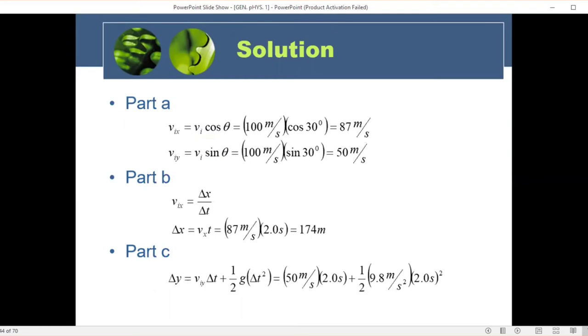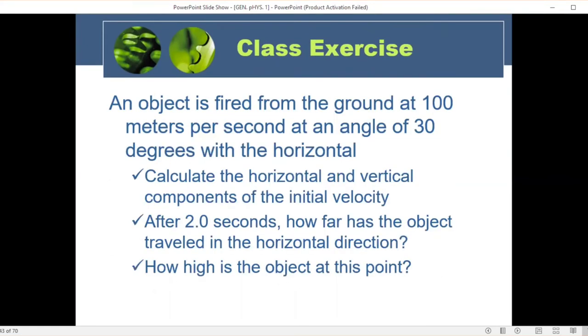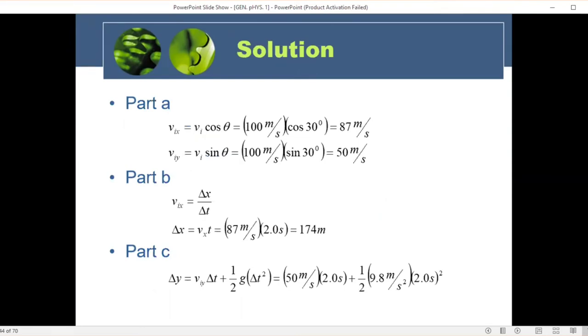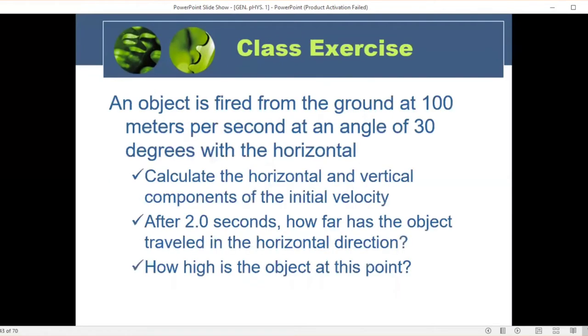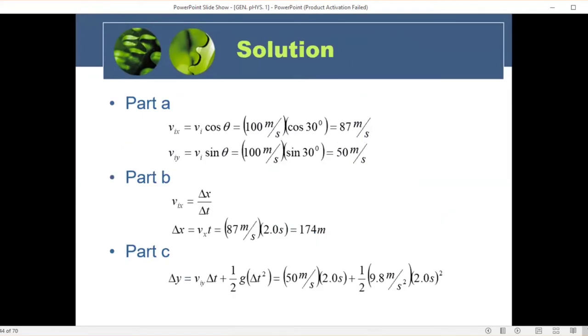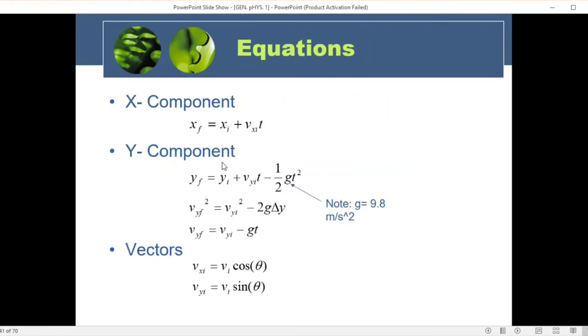So this is the solution. The first question is, calculate the horizontal and vertical components of the initial velocity. This is the horizontal component, and this is the vertical component, 87 meters per second and 50 meters per second. Our initial velocity earlier is 100 meters per second times the cosine of the angle, 30 degrees. Cosine of 30 times 100 is 87 meters per second for our horizontal. For our vertical, initial velocity times sine theta.